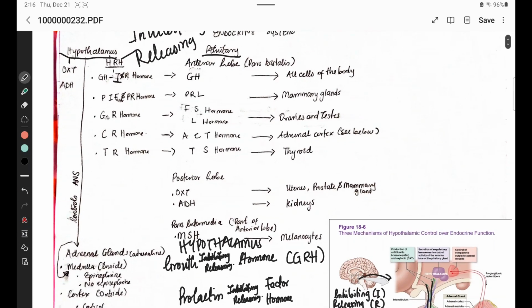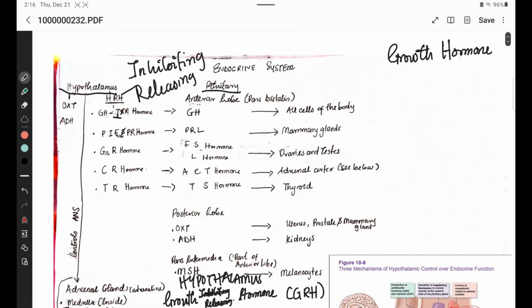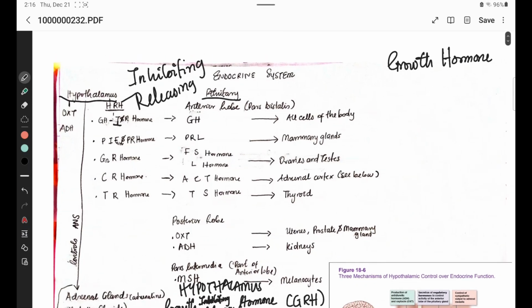GRH means release growth hormone, like produce growth hormone. So the growth hormone goes to its target organ, and its target organ is all the cells of the body. Let me just write this up here. Target organ. It goes through all the cells of the body. Every part of your body needs to grow. So there is no specific organ. It just goes kind of everywhere.